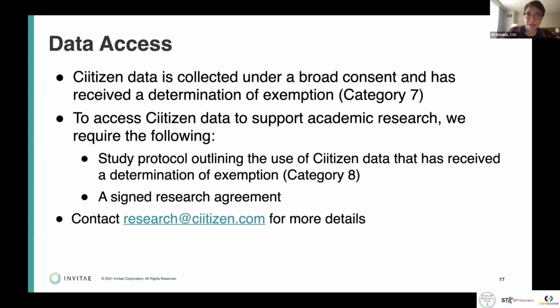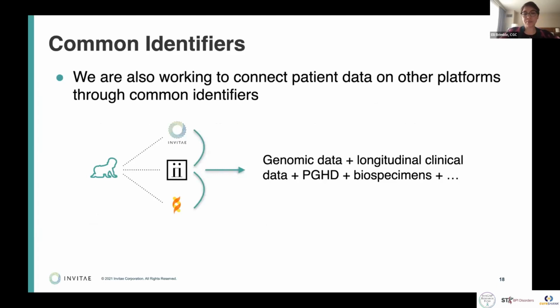And then I did also want to just make a plug that we are working to connect patient data across other platforms through common identifiers, with Simon Searchlight being one of the examples where this has been very successful. And so really what we're trying to do is to prevent data from being siloed in different places. And so our goal is really to be able to connect data that lives across various platforms to create a really rich research data set that can be used to accelerate clinical programs in these conditions.